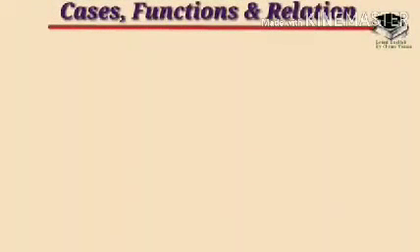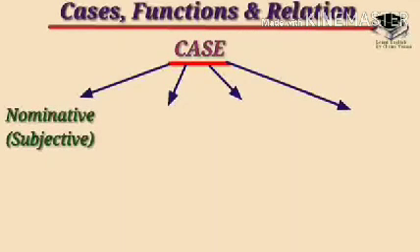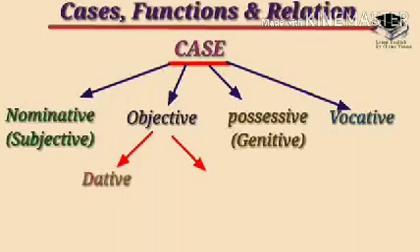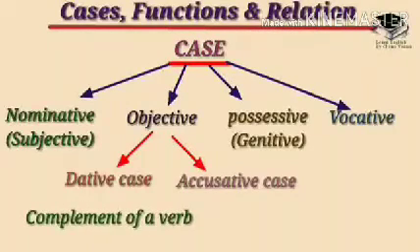Today we will learn about nouns and their cases. As you know, case usually has four types in English grammar. First, nominative case, another name subjective case. Second, objective. Third, possessive, another name genitive case. And fourth, vocative case. Objective cases are two types, dative case and accusative case. But a noun has another two functions.